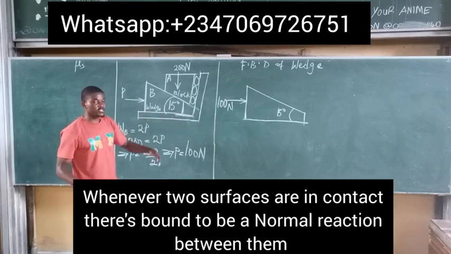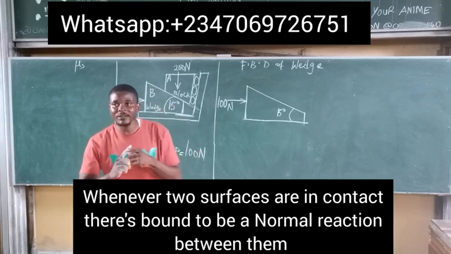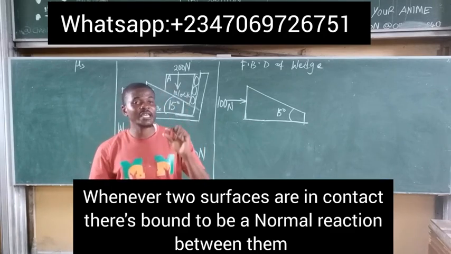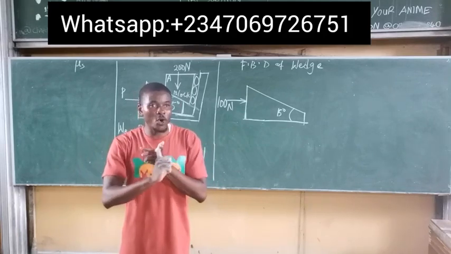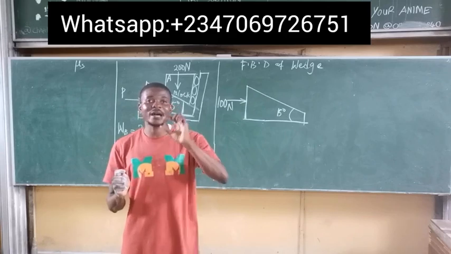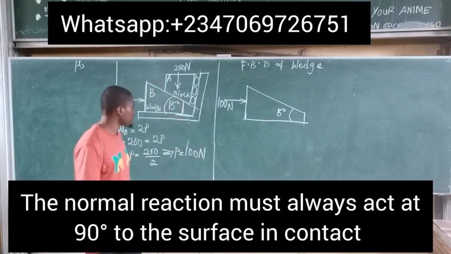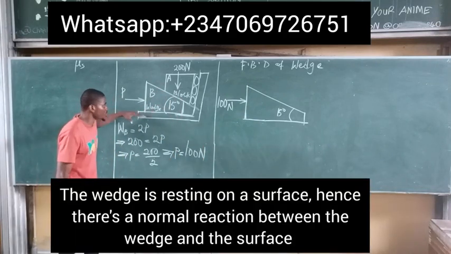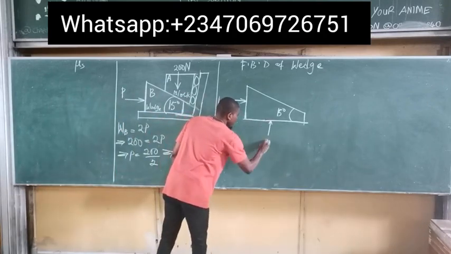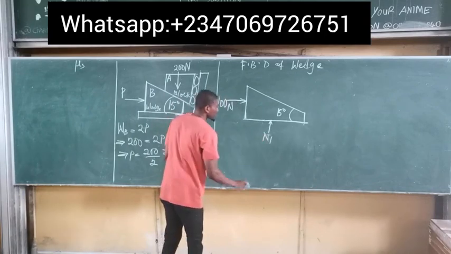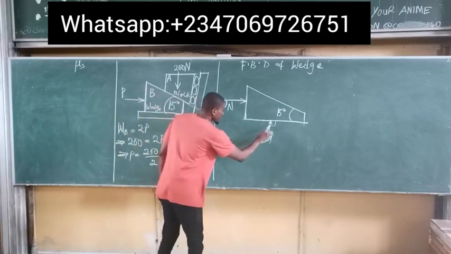Since the wedge is resting on the surface, whenever two surfaces are in contact, we always have what is called what? A normal reaction. First of all, friction must take place. But when two surfaces are in contact with one another, there is what is called a normal reaction. Normal simply means it is always at 90 degrees to the surface. So we have that this wedge is resting on the surface. Due to this contact, we have a normal reaction. Call that normal reaction N1. And it must be at 90 degrees to the surface in contact. So that's why it's called a normal reaction.